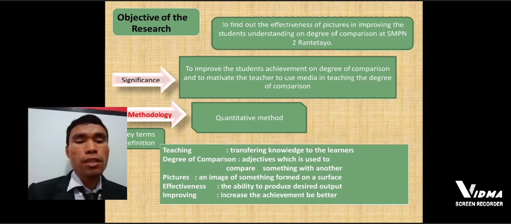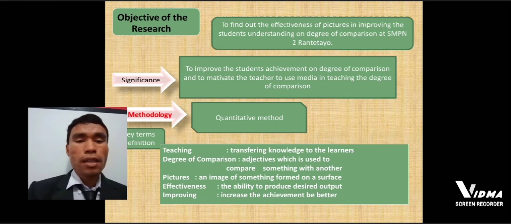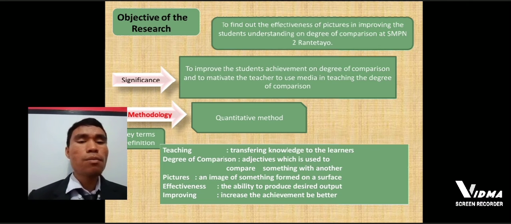And the key terms definition: teaching is transferring knowledge to the learners. Degree of comparison is adjective which is used to compare something with another. Picture is an image of something formed on a surface. Effectiveness is the ability to produce the desired output, and improving is increasing the achievement to be better.